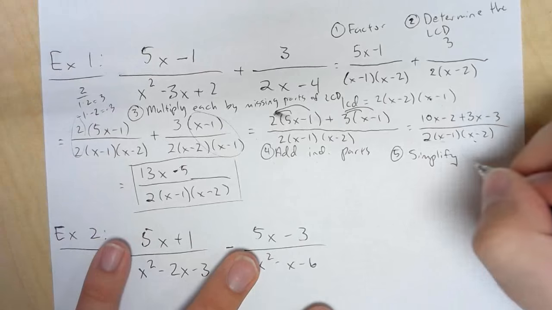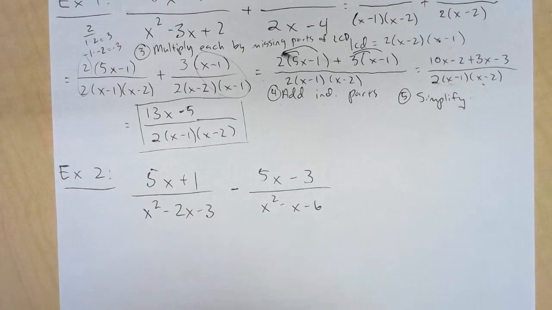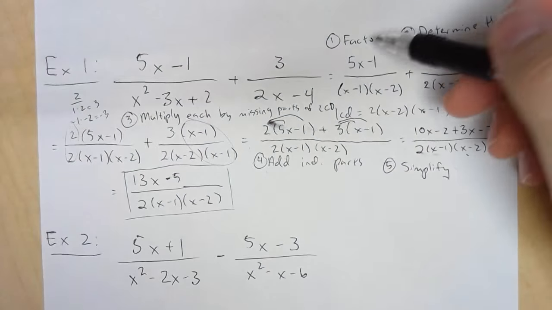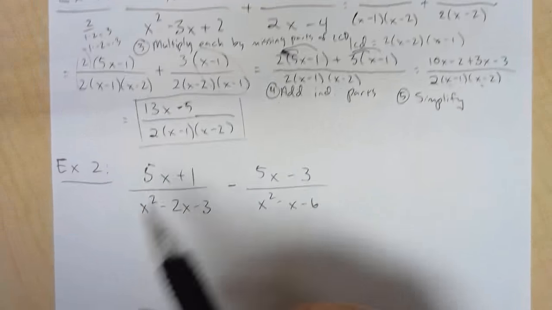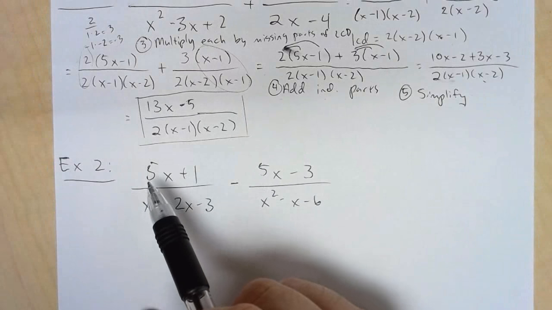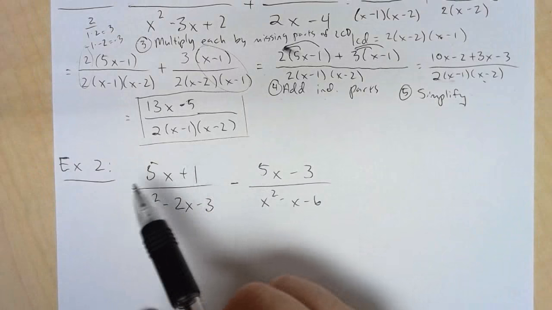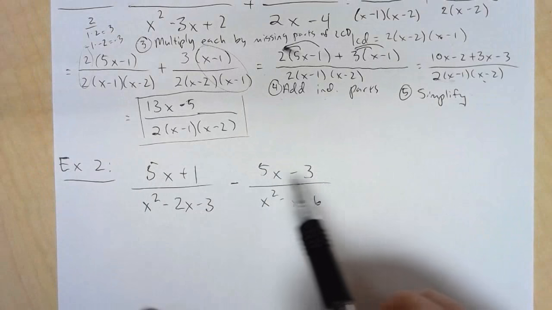Okay, so let's do another one of these first for another example. It looks like instead of adding, though, we're subtracting. So my first thing I'm always going to do is try to factor. And we're going to try to factor everything. So my numerator can't factor. We've got 5 and a 1, which has no common factors other than 1. 5 and 3 is not going to factor as well.